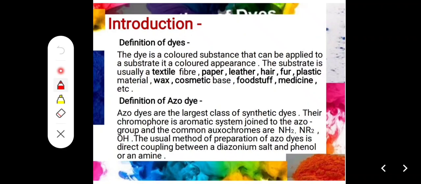substrate. It gives a colored appearance. The sentence construction is not correct. That is, it gives a colored appearance. The dye is nothing but a colored substance that should be applied to any substrate or any material to give colored appearance.